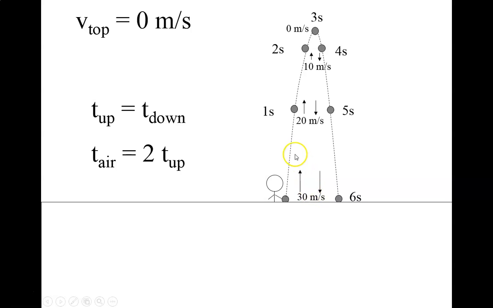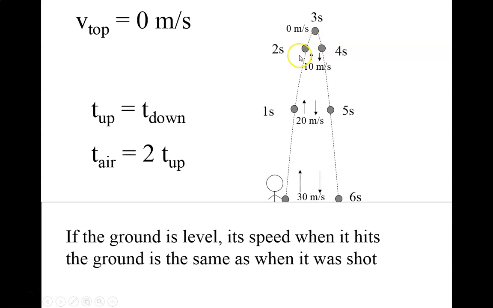Okay, so the velocity at the top is 0. The time up is the time down, assuming that we're starting and ending at the same elevation, and the total time in the air is twice the time it takes to go up. So that's what T up means, the time it takes to reach the highest point, T up. And then there would be T down too.